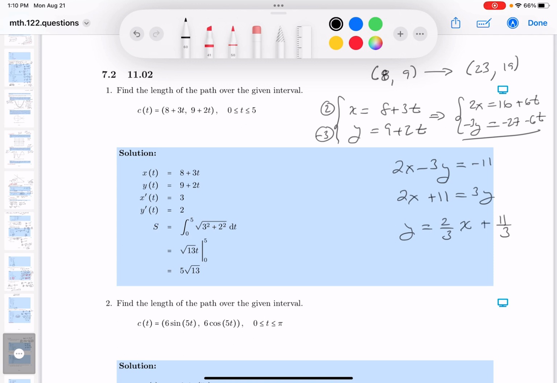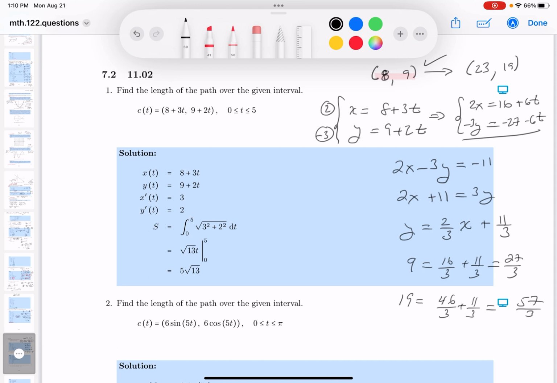All right, so what I want to do is just realize that this thing is just a line. I do want to check the points though. Let's check the (8, 9) first. So you should get 9. 2 times 8 is 16/3 plus 11/3. Well, 16 plus 11 is 27, and 27/3 is certainly 9. Let's do the next one, which is 19. You get 2 times 23, which is 46/3, plus 11/3. What do you get there? 57/3. And 3 times 19 is 30 and 27, which is 57.